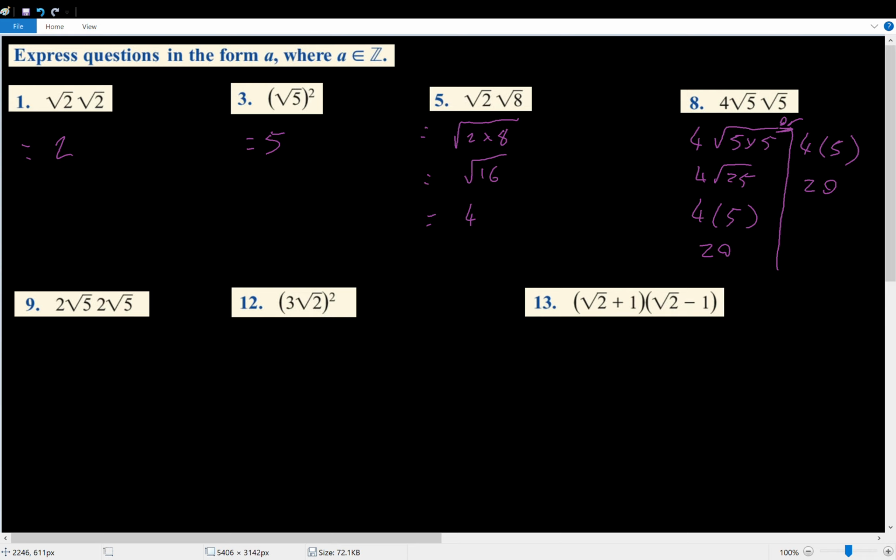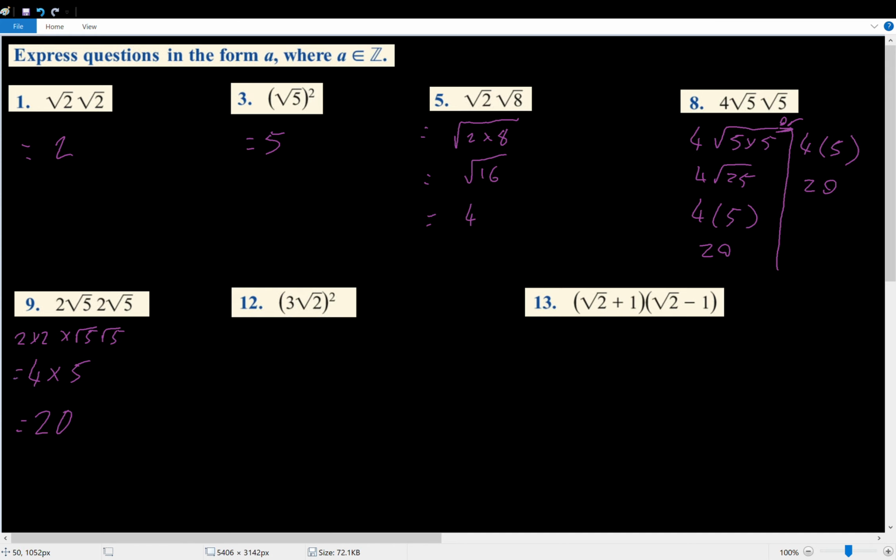And for question 9, we've got 2 root 5, 2 root 5. So that's 2 times root 5 times 2 times root 5. So we can rearrange that slightly and write that as 2 times 2 multiplied by root 5 times root 5. Now 2 times 2 is 4, and root 5 times root 5 is 5, so we get 4 times 5, so we get 20.